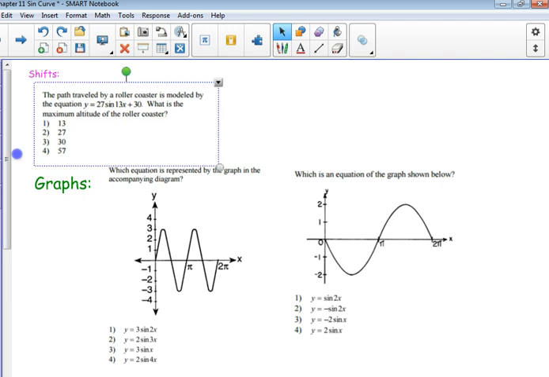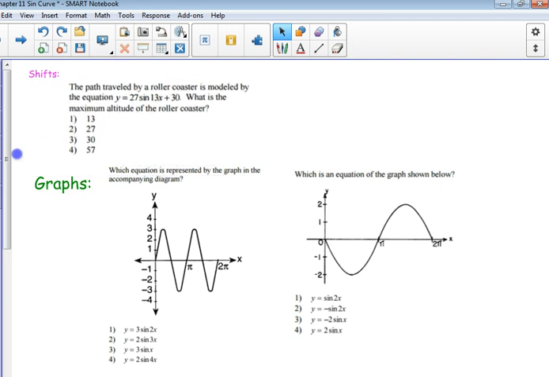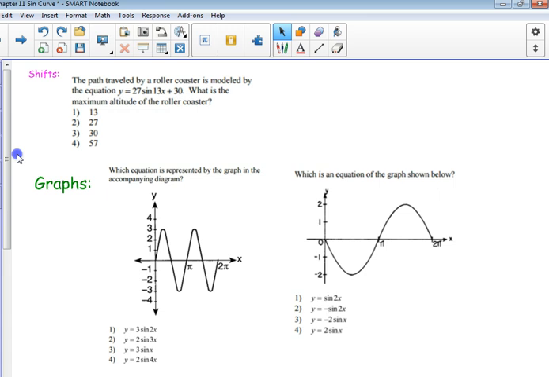Okay. So if you guys see a shift, I know I told you yesterday the horizontal, I never see questions with that come up, but maybe a vertical one. This one's a little bit tricky. So it's talking about a path of a roller coaster modeled by an equation. You like to know how your roller coasters are kind of wavy, so that's why they did a sine curve. What is the maximum altitude of the roller coaster? So they want to know what the maximum height of this roller coaster is going to be.